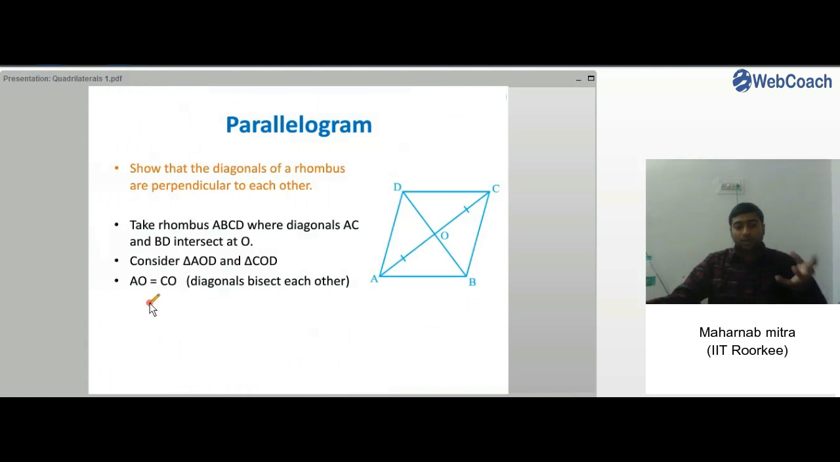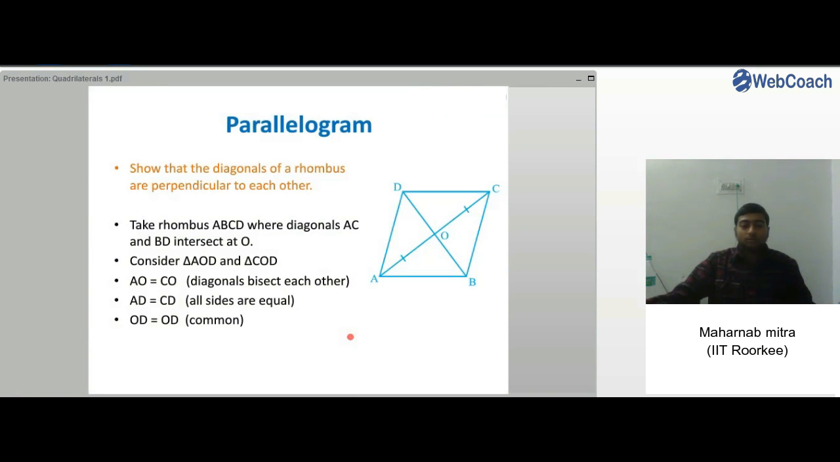So you can see AO equals CO because the diagonals get bisected, right? The diagonals bisect each other. So AO must equal CO, right? And also AD equals CD. And why is it so? Because it is a rhombus, right? And every rhombus has all its sides equal. So AD must be equal to CD.